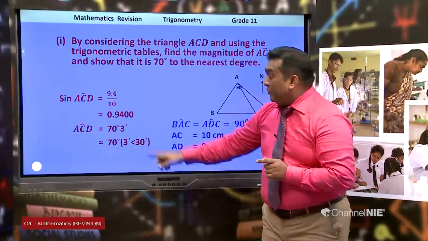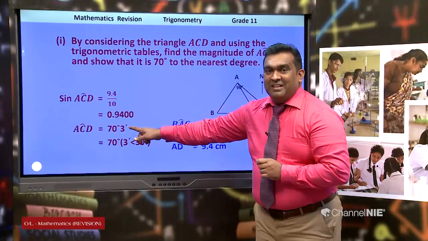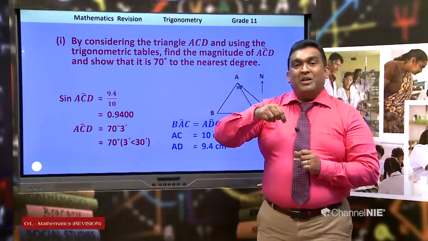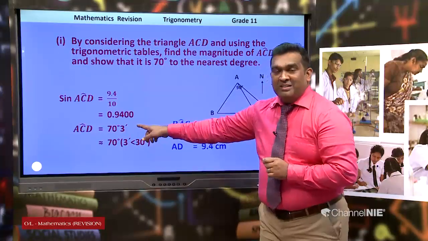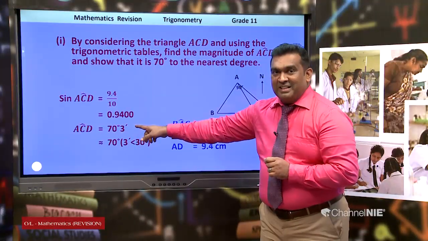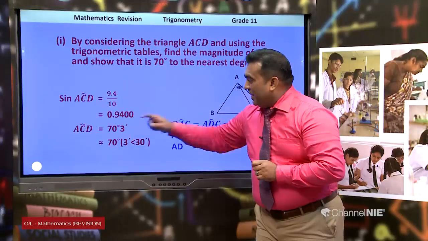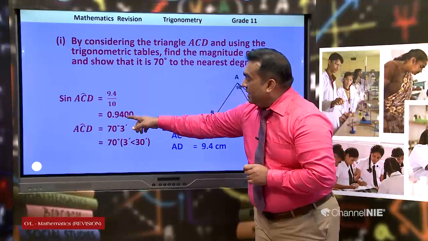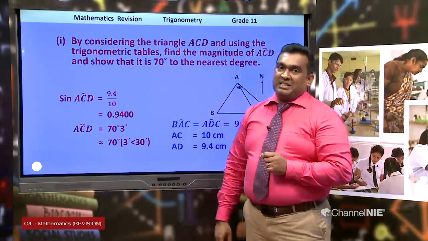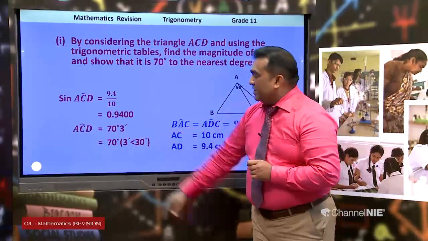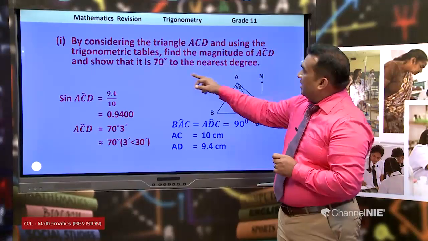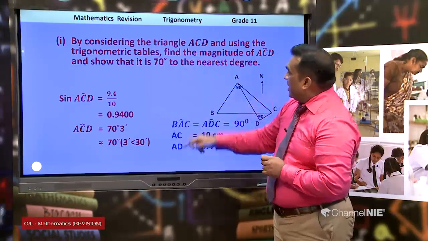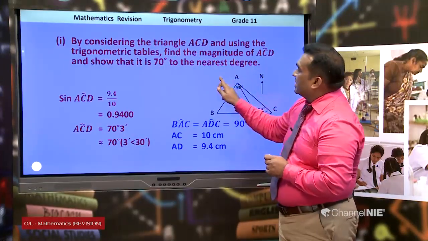But if you have 40 minutes, without getting 3 minutes, if you have 40, then what do we do? Then 71. Understood that? Here 3 minutes is less than 30 minutes. Therefore, removing 3 minutes, you have 70 degrees. Approximately 70 degrees, right? Now show that it is 70 degrees to the nearest degree, right? We completed it. Now next question.